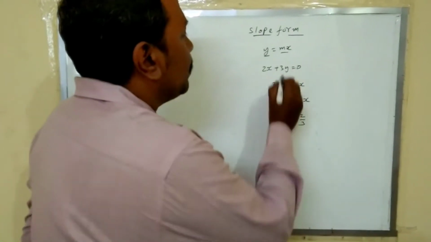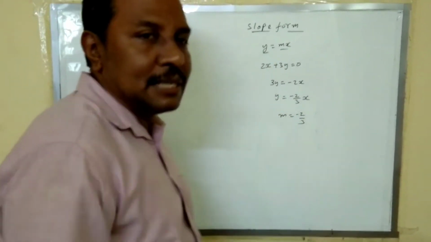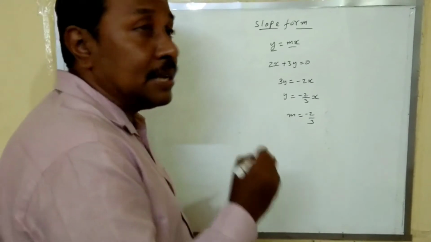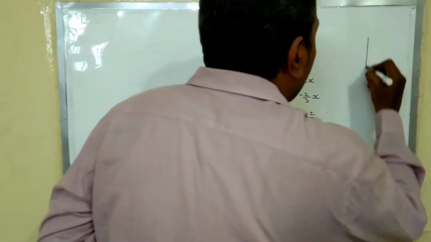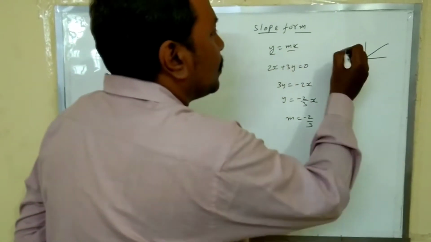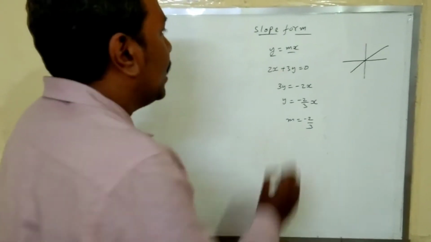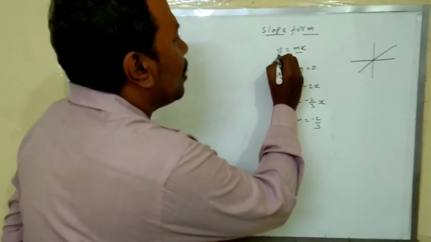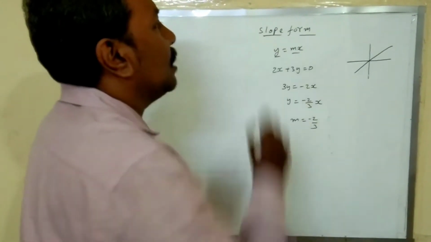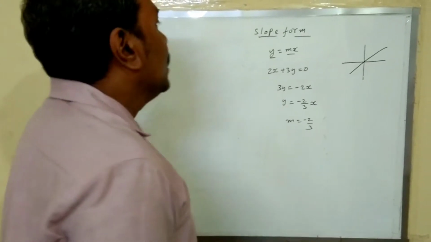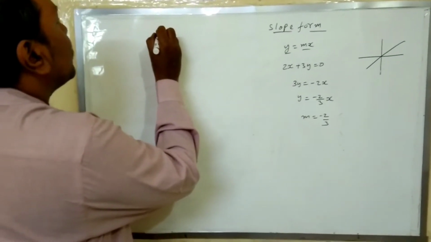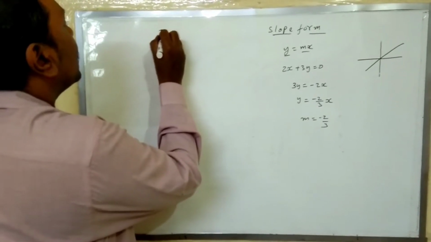Here the constant is missing. If the constant is missing in such equations, it definitely passes through the origin. Okay, the equation in the form of y is equal to mx passes through the origin. So this is called slope form. Okay, the second one is intercept form, slope intercept form.